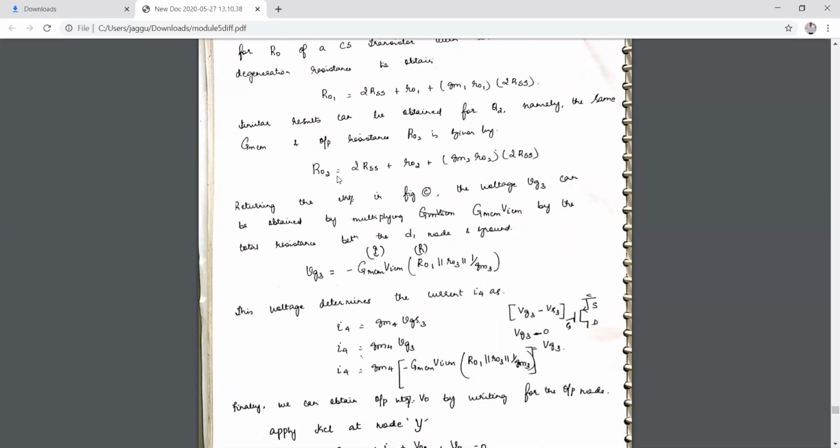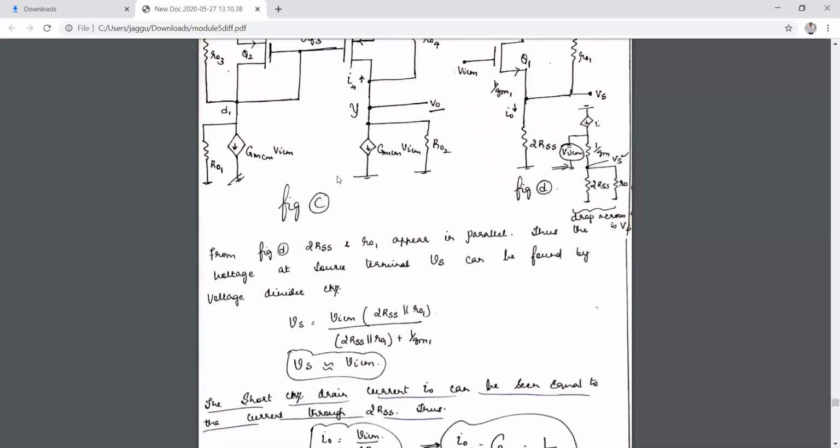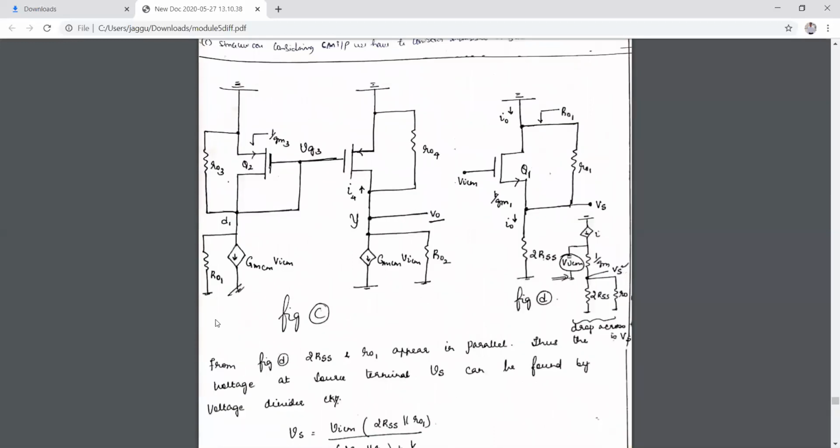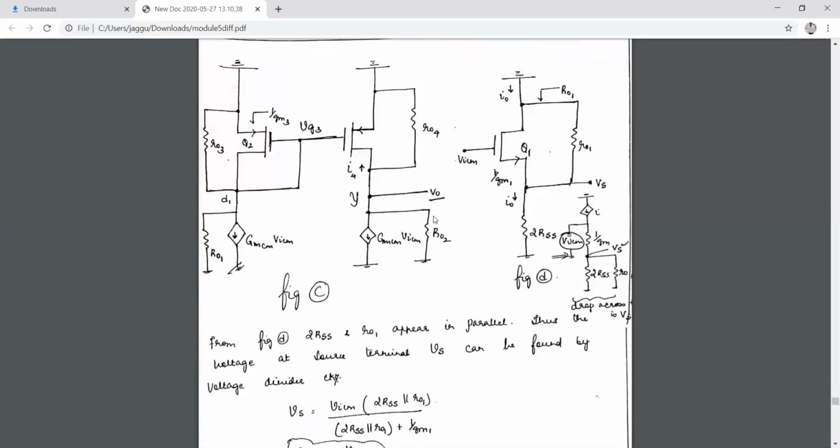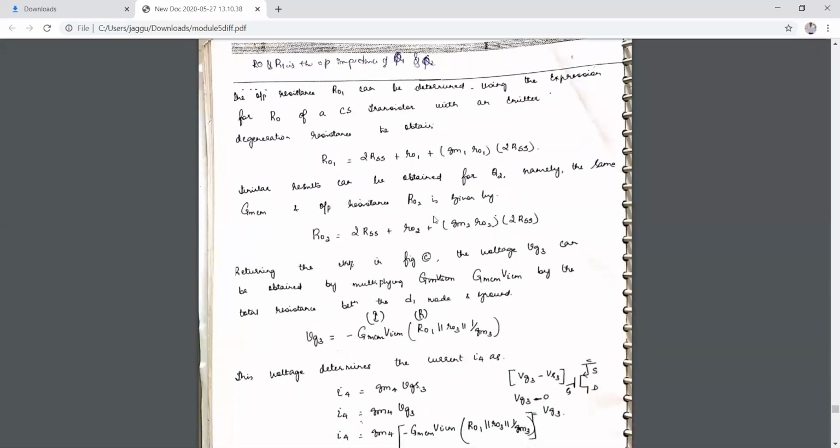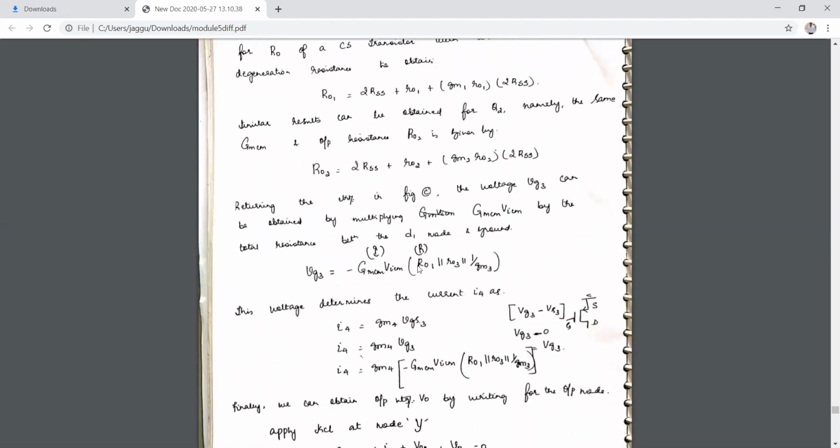Now coming to figure C. What is that figure C? You observe in figure C, we indicate the current through this terminal as I4, and let me call this point Y, through which the output is taken. The voltage VG3 can be obtained by multiplying Gm CM into VICM by the total resistance between D1 and ground. So VG3 is equal to I into R. The current through the circuit is Gm VICM and R is equal to R01 parallel R02 parallel 1 by Gm.